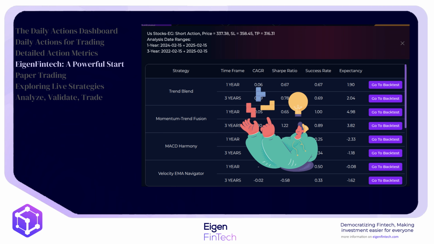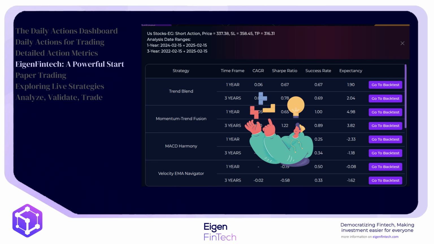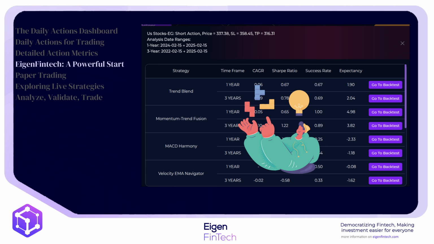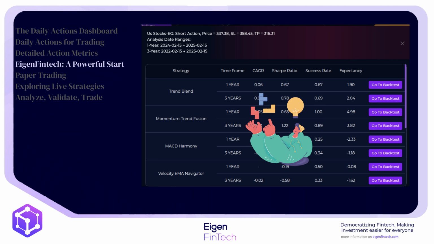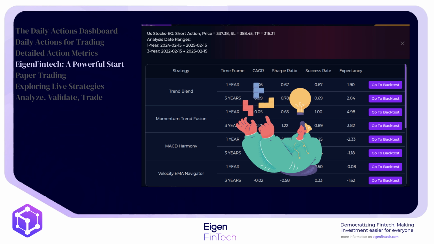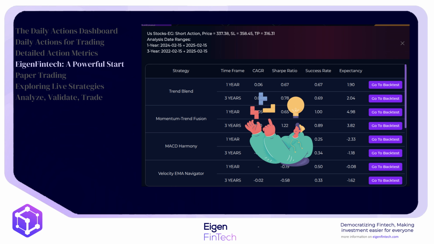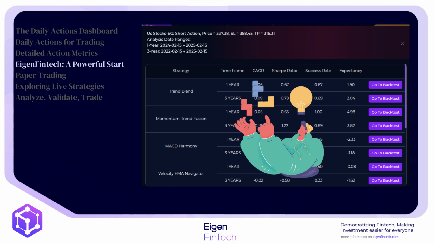Use the number of action, the suggested SL and TP levels, and the strategy metrics to conduct your own due diligence. Always ask if a potential trade fits your personal trading plan. The ultimate decision to place a trade rests solely with you.